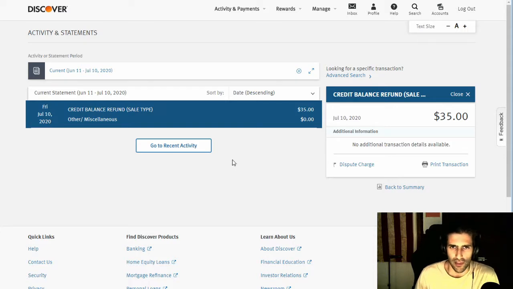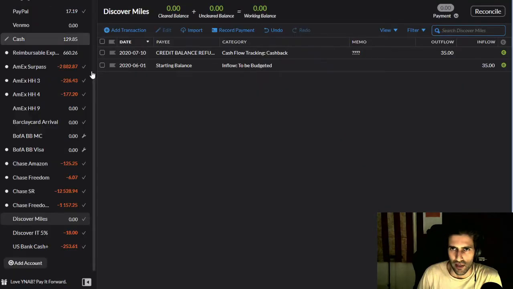All right, so I'm not entirely sure what this is. It says credit balance refund of the sale type, but there's no other additional information about it. I did a bit of Googling, and I guess what happens is that after 3 months of carrying a negative balance on a card, the credit card issuer is supposed to make a good faith attempt to get your money back to you. So I don't know. I don't know what this is, what this should be.